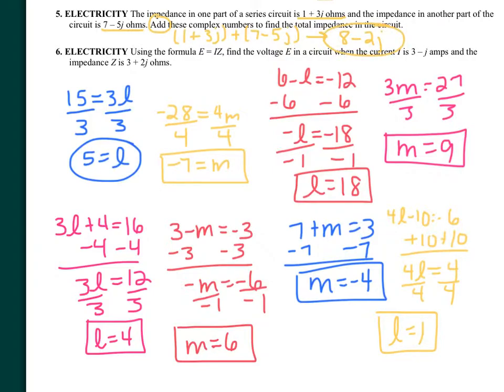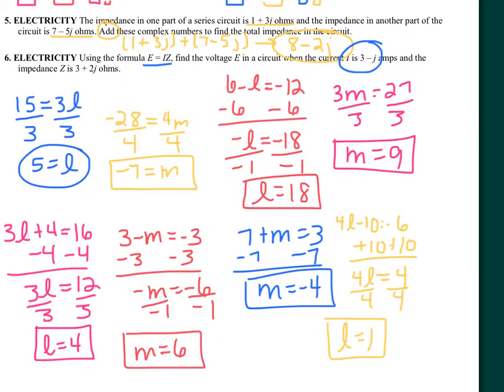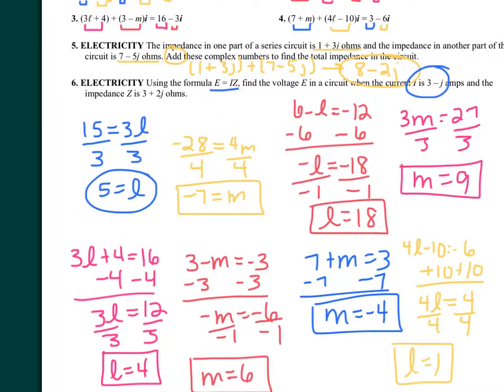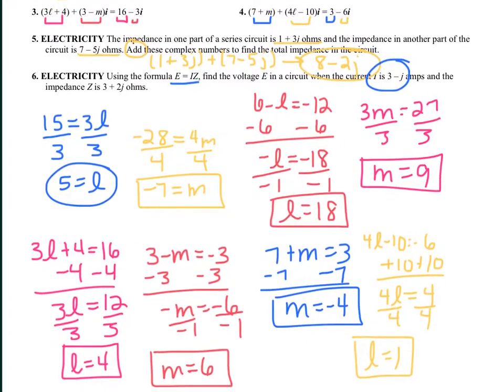And the very last one, we have this formula E equals IZ, where I is 3 minus j amps. So I'm going to do this here. I equals 3 minus j. So it's E equals IZ, where I is not impedance, it's current. So E is the voltage, I is the current in amps, and Z is impedance.